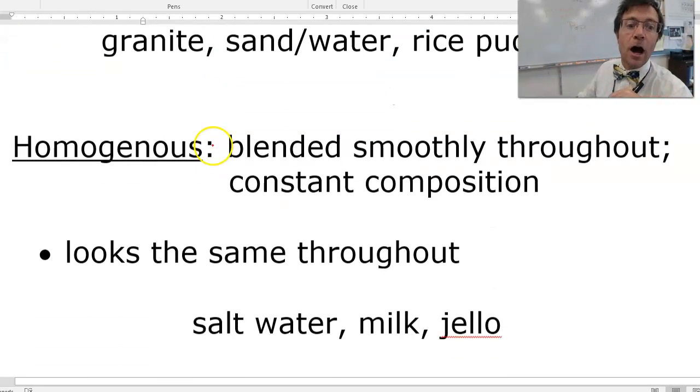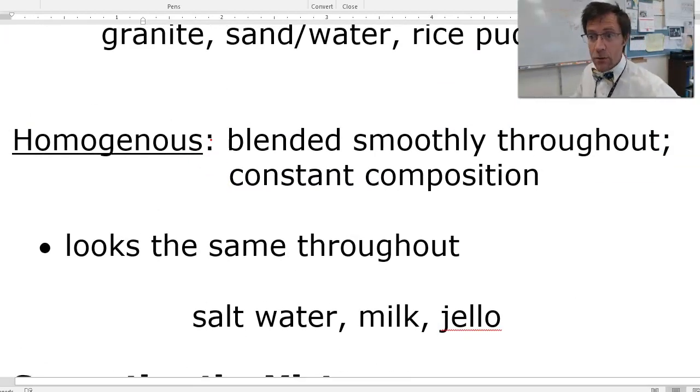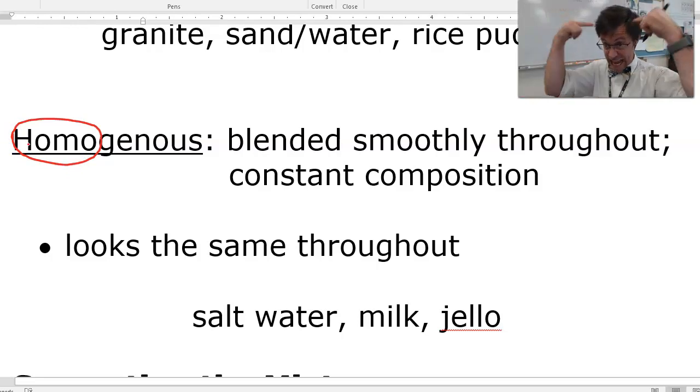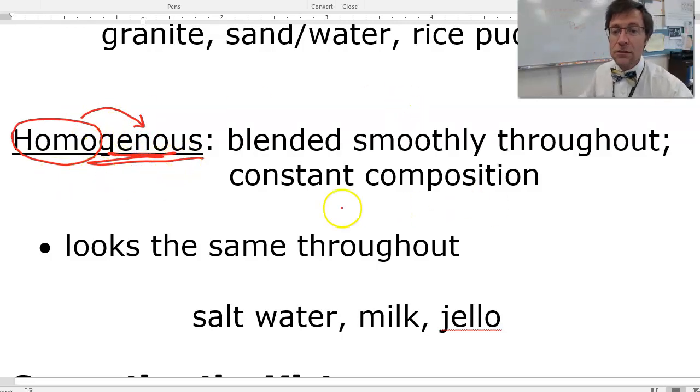Great. Moving on. The next one is homogeneous or homogeneous, however you want, tomato, I really don't care. But this prefix, homo, means same, right? Like Homo sapien, same species. That's us. Again, genus means what it's made of. This says homogeneous. It looks like it's made of the same stuff. It is blended smoothly throughout.